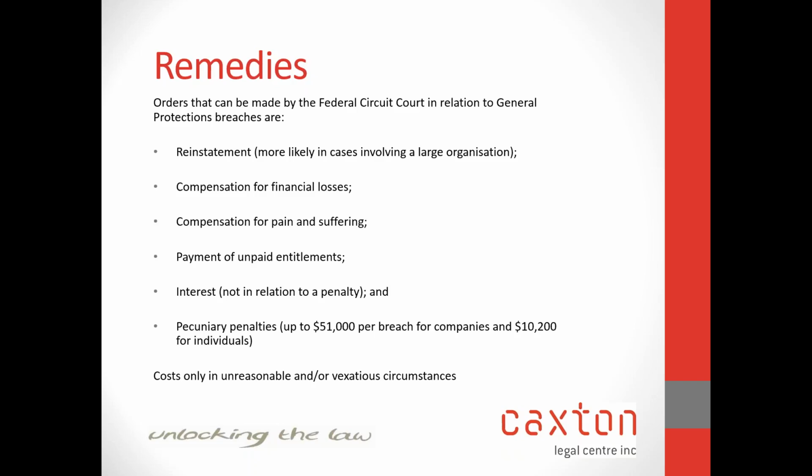But remedies, the orders that can be made by the Federal Circuit Court in relation to general protections are primarily compensation. The amounts of compensation just seem to be going up. The annual report for the Fair Work Commission from last year had a number of over $100,000 amounts at conciliation stage. So those are big amounts of compensation. There is a table of outcomes available on the Fair Work Commission website that you can have a look at to get a sense. It doesn't tell you what the person was earning beforehand or how strong their case was, but the outcomes being achieved by conciliation under the general protections provisions are quite substantial.